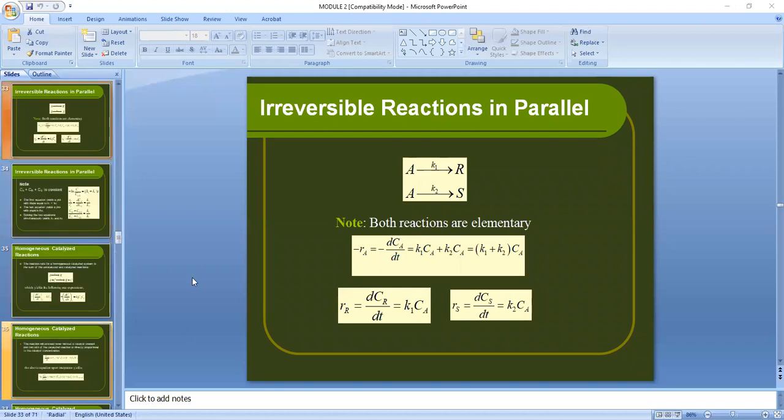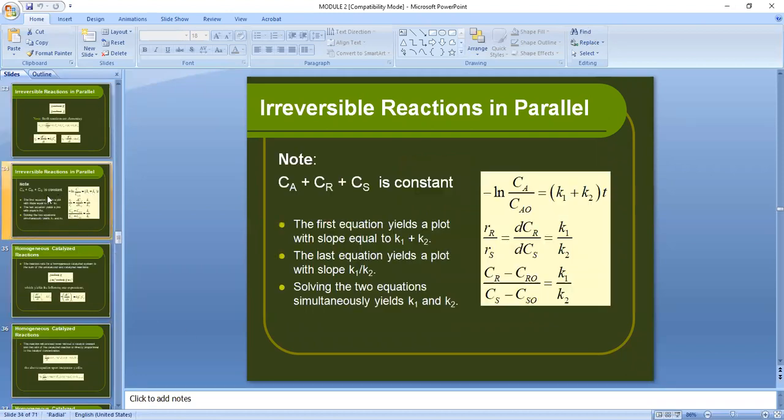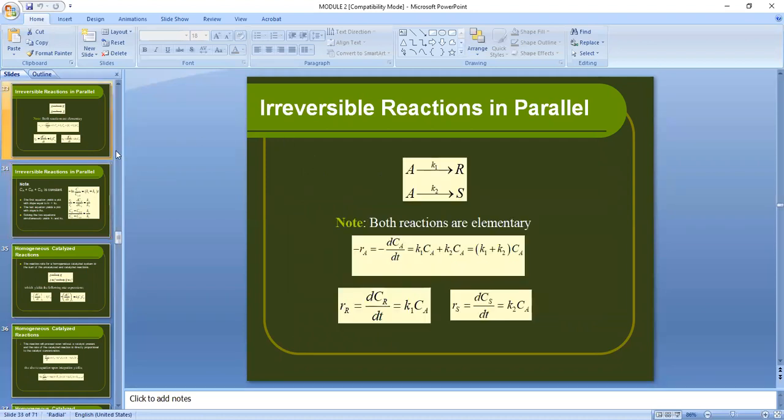Okay, then we have this. So for parallel reaction, C sub A plus C sub R plus C sub S is a constant. At any particular time, the remaining amount of A, the amount of R formed, and the amount of S formed will be a constant. The sum of these three will be a constant at any particular time, as long as, of course, your stoichiometry is like this.